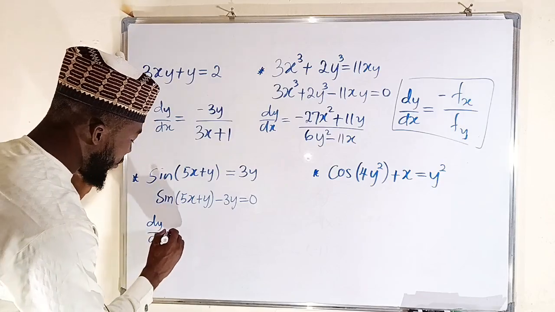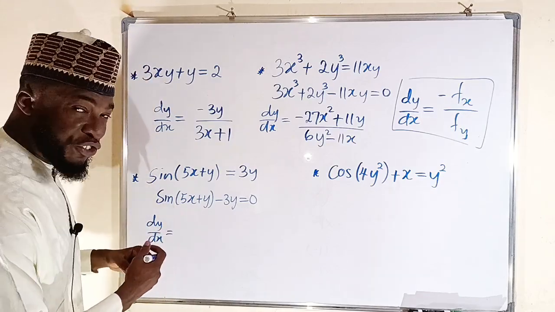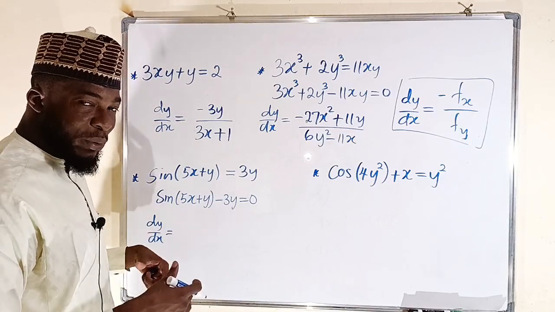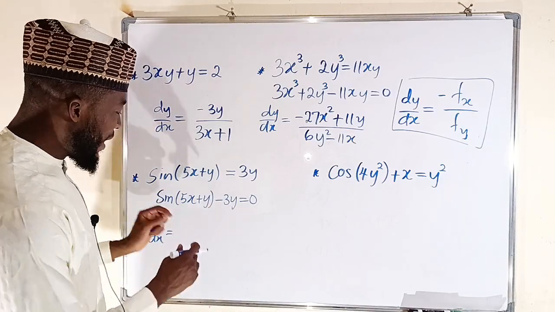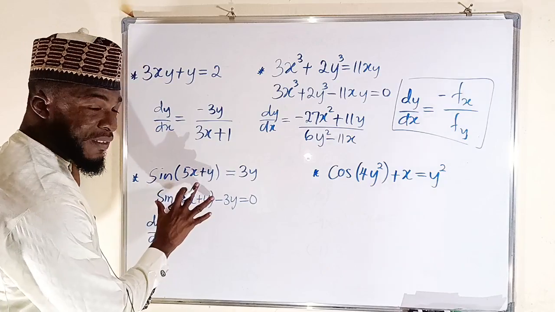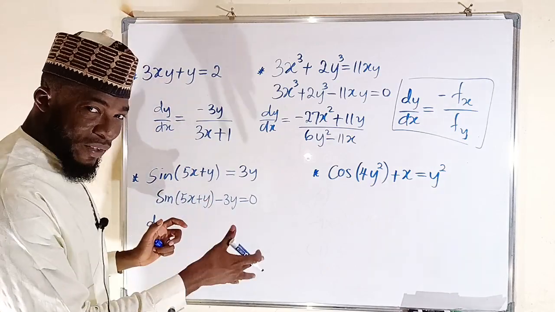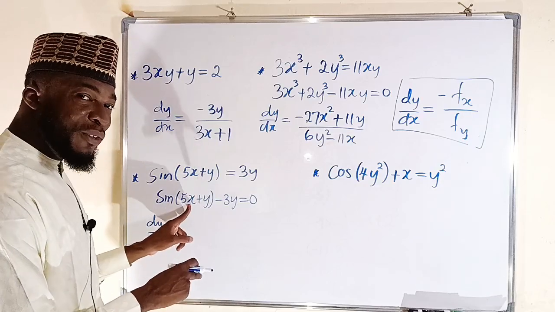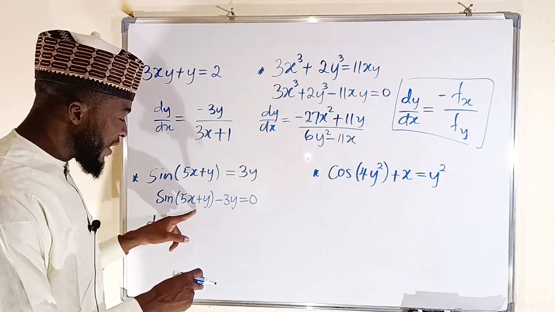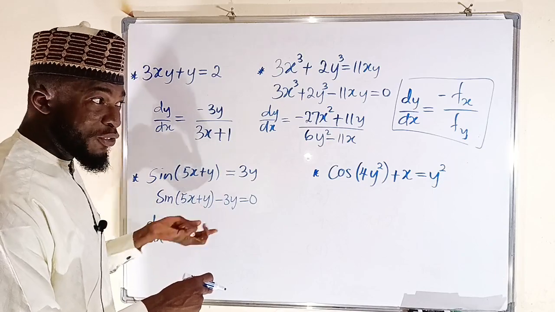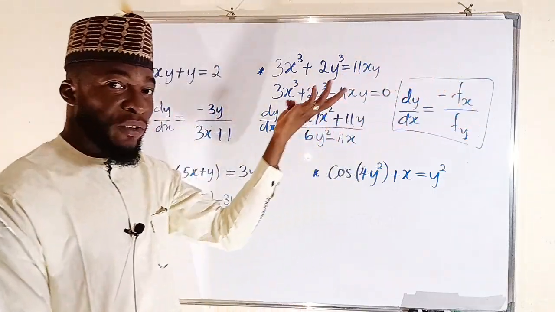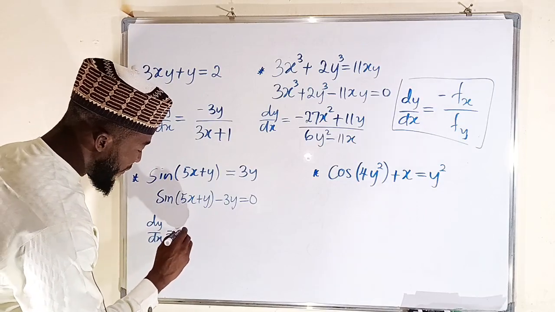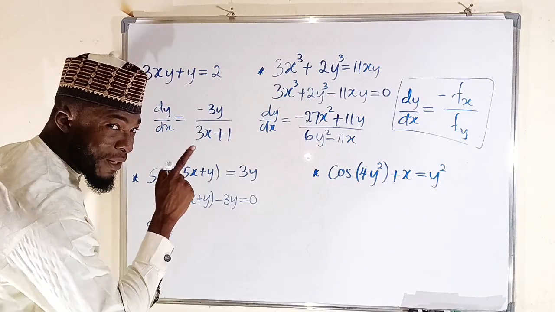Remember, in chain rule, you differentiate outer function, then you multiply by the derivative of inner function. The outer function is sine of the whole of this. If you differentiate sine of something, you get cosine of something. But multiply by what? Derivative of the inner function. The inner function is 5x plus y. Y is constant here. Remember, we are treating y as constant. So the moment you differentiate 5x, you're going to get 5. But remember to multiply by that negative sign.